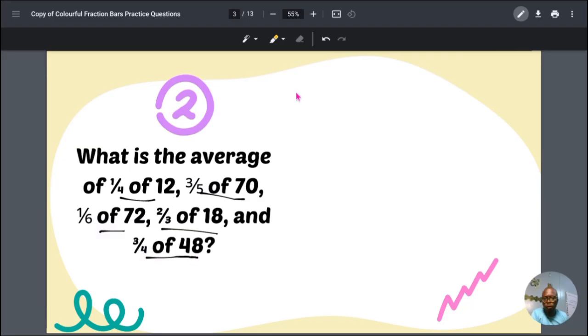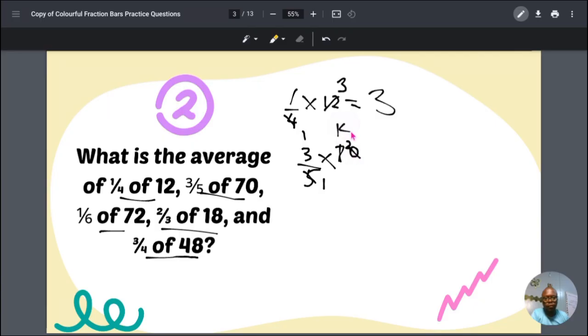So let's go. 1/4 is 1/4 times 12. 4 here is 1, 4 here is 3. So 3 times 1 is 3. And 3/5 of 70. 5 here is 1, 5 here is also 1, and 5 in 20 is 4. So 14 times 3 should give us 42.